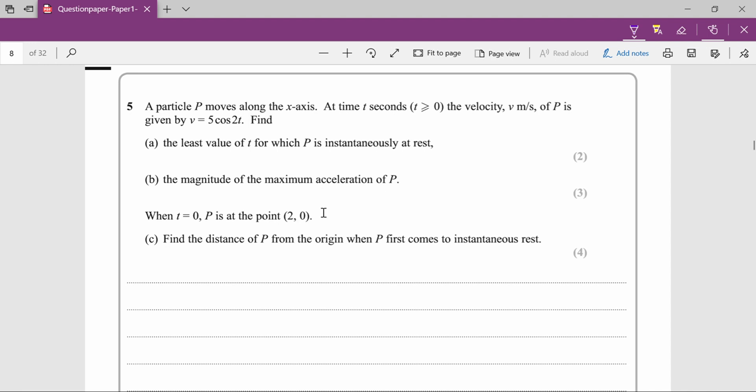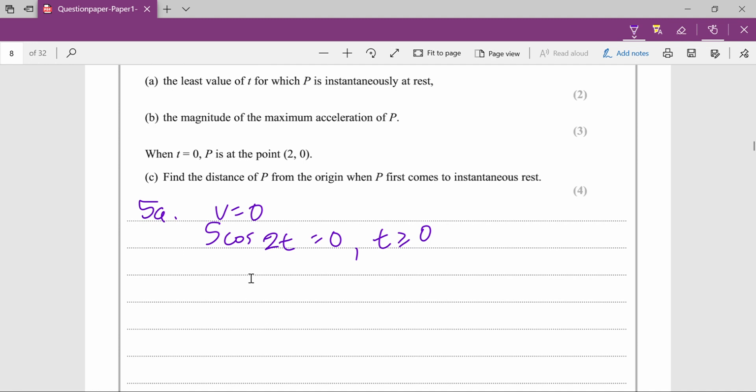Okay, so we know that t is going to be greater than or equal to 0, and we're looking for it instantaneously at rest, so v must be equal to 0 in this case. So if v is equal to 0, 5 cos 2t is equal to 0, where t is greater than or equal to 0. Right, so cos 2t equals 0, dividing both sides by 5.